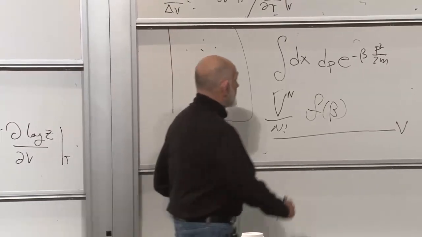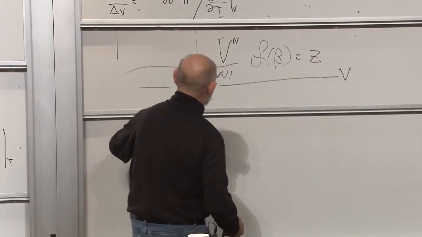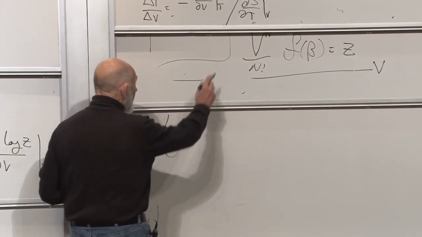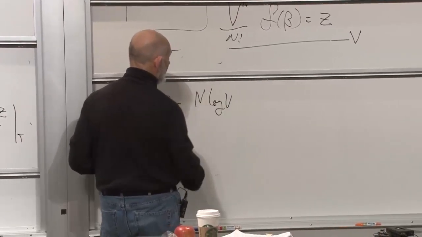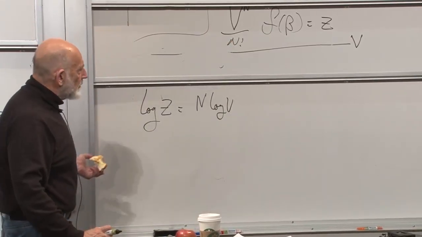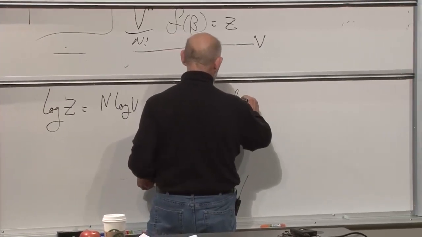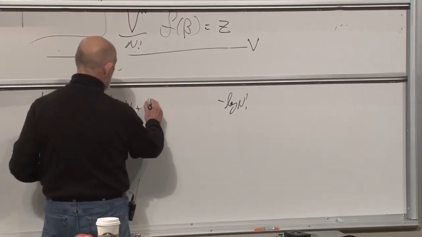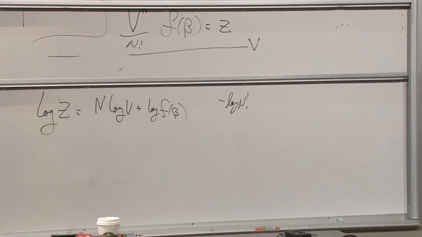Log of Z equals N log V, from V to the N. And then there's a term that's constant. It depends on the number of particles, but it doesn't depend on the volume. We can put it down here, minus log N factorial. And then there's something here which is plus log of a function of beta, beta being the inverse temperature.